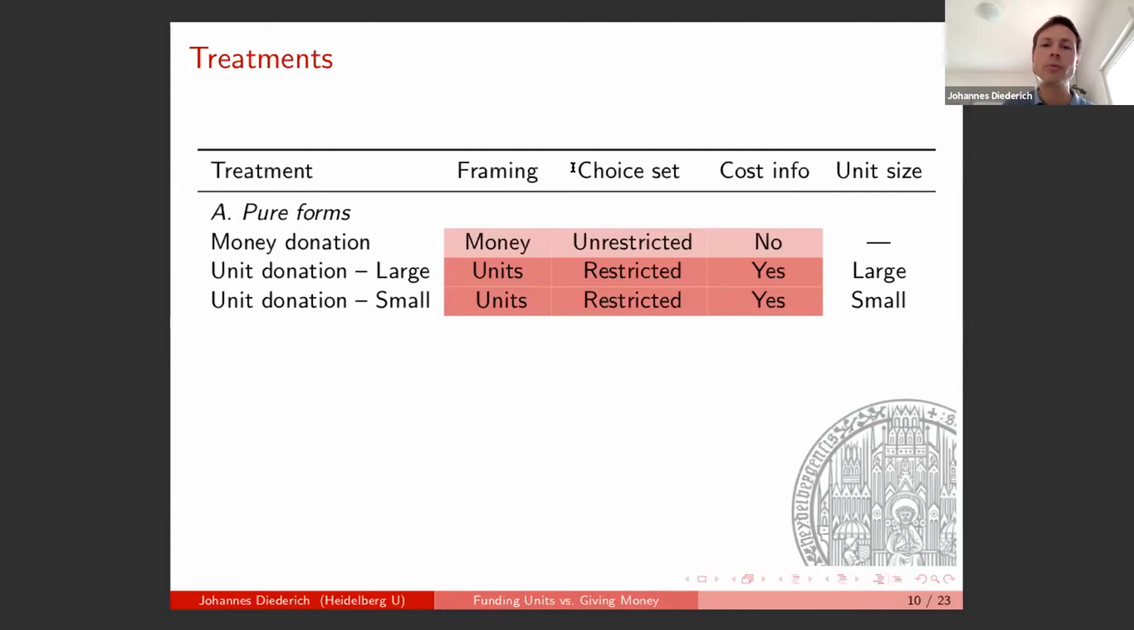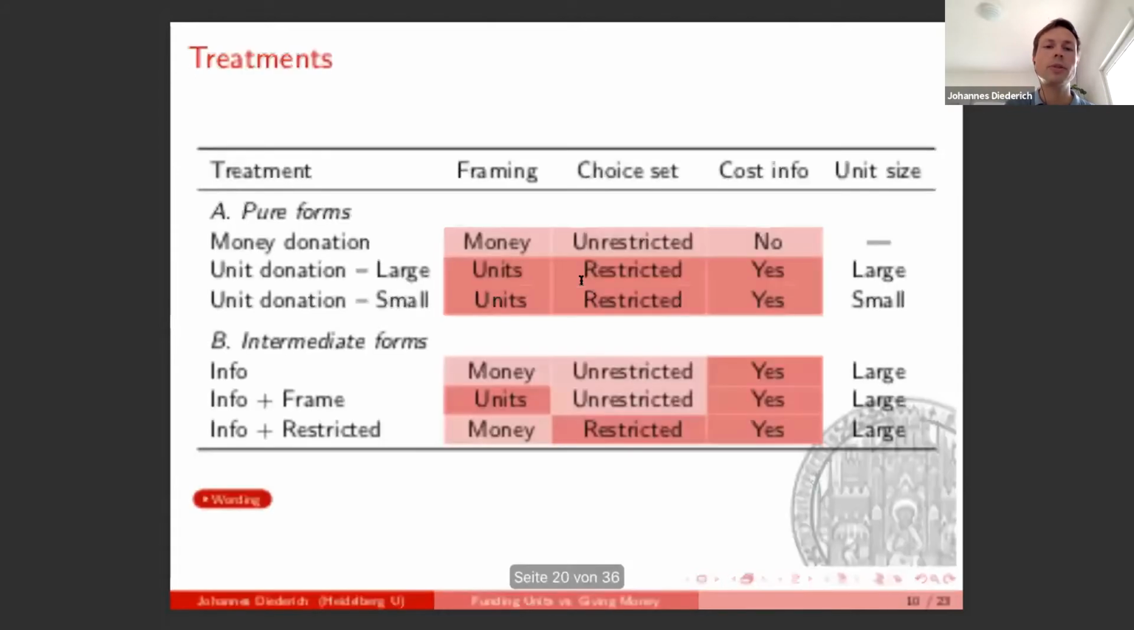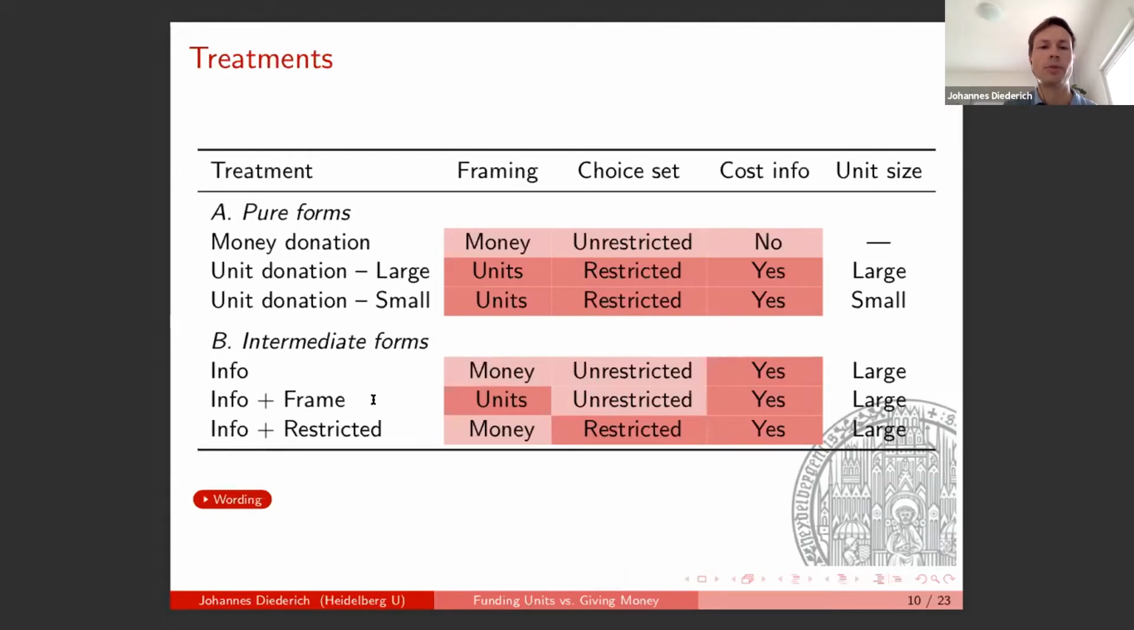In order to find out which dimension is responsible for any difference, we also ran intermediate forms. For example, this info treatment where everything is as in a money donation scheme, but we also provide the information that 50 cents will feed one child for 1 day, or $3.50 will feed it for 1 week, or the info plus frame treatment where we actually allowed them to also donate half a ration or any fraction that they wanted to choose.